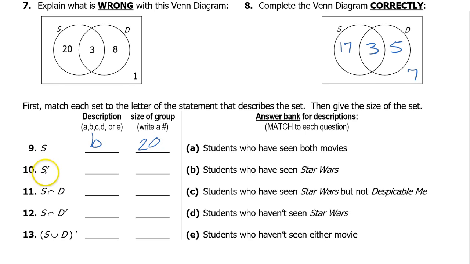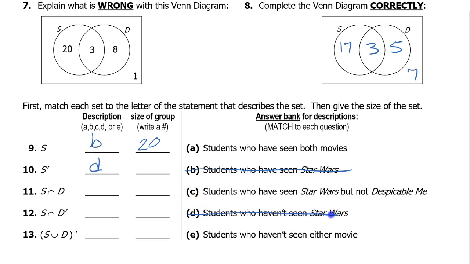Now this is the complement of S, which means not S. So this represents students who have not seen Star Wars. So let's see. You know what? I should cross this out because we already did that one. All right, students who haven't seen Star Wars. That's going to be D.